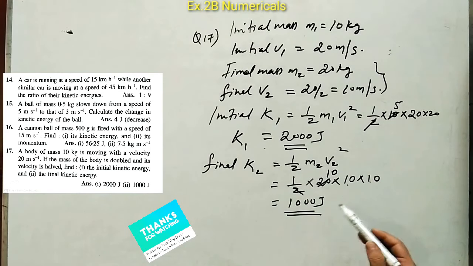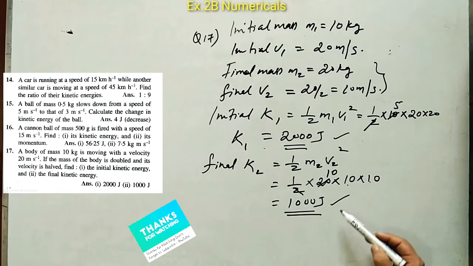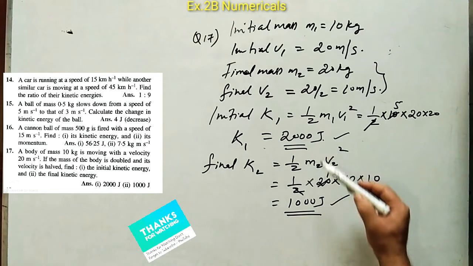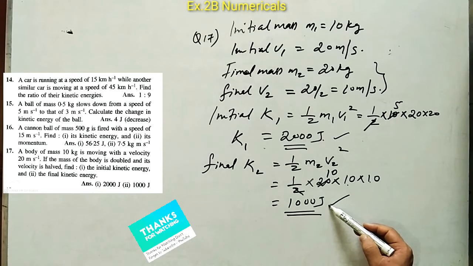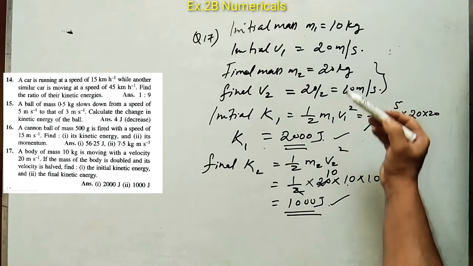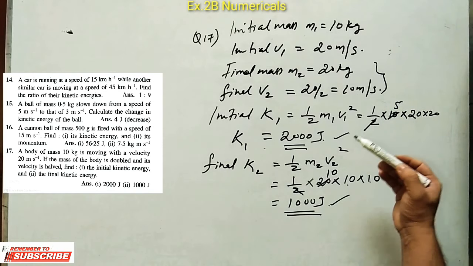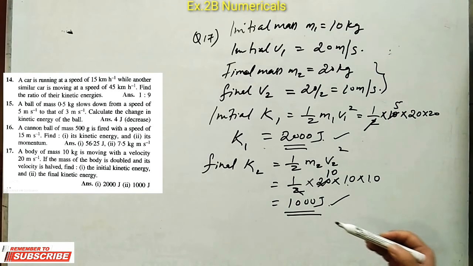Clear? So we are getting the value of initial kinetic energy and final kinetic energy as 2000 joule and 1000 joule respectively. So read the question, understand it, see what all conditions are given there. According to the conditions, you just place the value. You can easily solve the numericals once you know the formula.